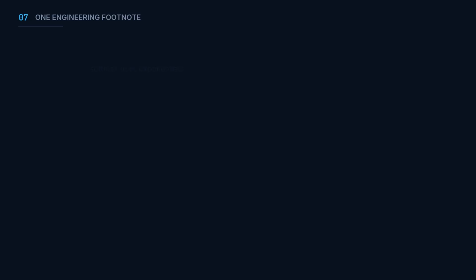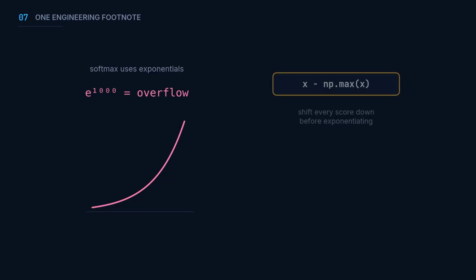One engineering footnote hiding in the Softmax code. Before exponentiating, we subtract the largest score from all of them. Why? Softmax uses exponentials, and e to the power of 1,000 overflows any computer. Subtracting the maximum first keeps the numbers tame, and beautifully, the final probabilities come out identical. Small trick, same math, no crashes.